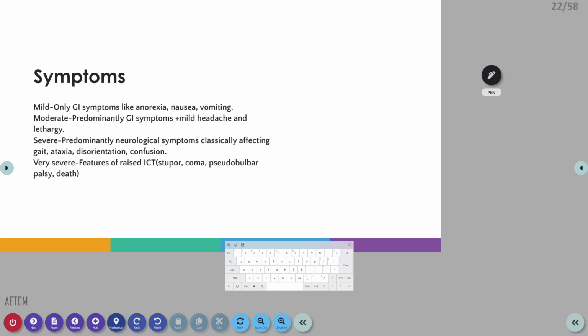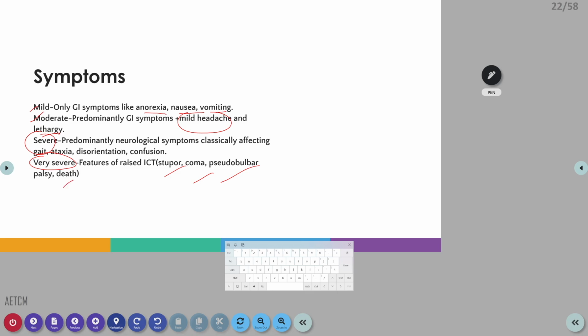Coming to the symptoms related to mild, moderate, severe and very severe hyponatremia. In mild hyponatremia, only GI symptoms like anorexia, nausea and vomiting will be seen. Whereas in moderate hyponatremia, there will be predominantly GI symptoms plus a mild headache and lethargy. Severe hyponatremia is characterized by neurological symptoms, that is, gait ataxia, disorientation, and confusion. In very severe hyponatremia, the features are raised ICT, stupor, coma, pseudobulbar palsy, and death.